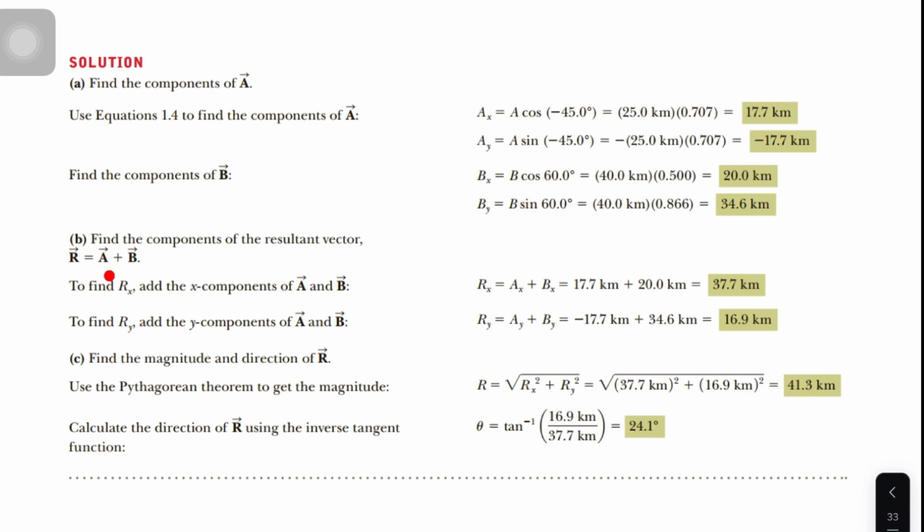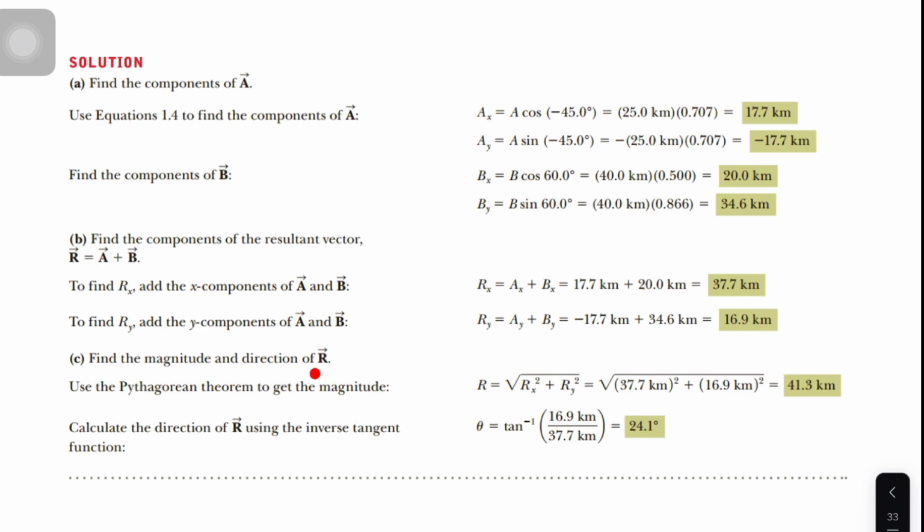For part B, now you're going to determine the resultant by adding up vector A to vector B. When we do the addition, it means that we have to add up the components of it. So this is your Rx, this is your Ry.